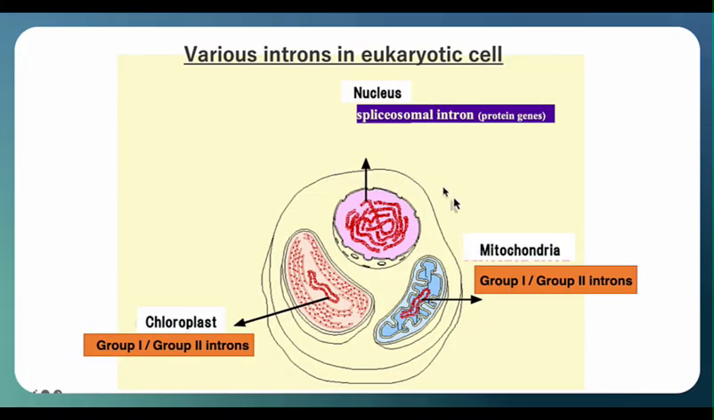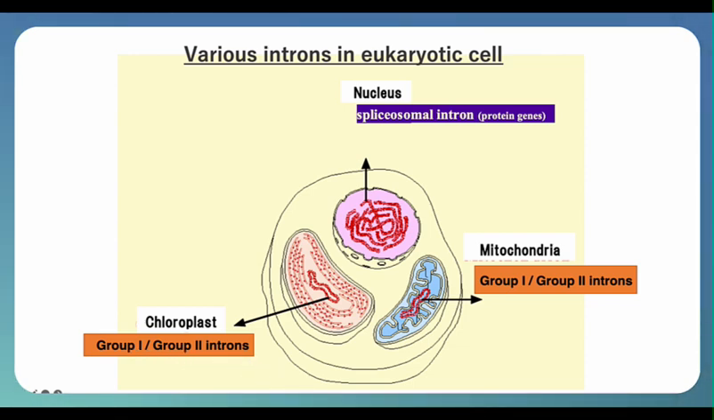This figure represents a eukaryotic cell. Within the nuclear genome, there are numerous introns that are excised by a splicing apparatus called the spliceosome. With the exception of histone genes, all protein-coding genes contain at least one intron. Additionally, the mitochondrial genome contains two types of introns known as Group I introns and Group II introns. Similarly, the chloroplast genome also incorporates Group I introns and Group II introns.